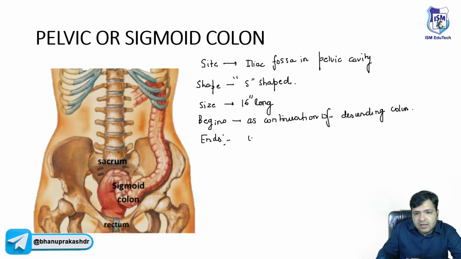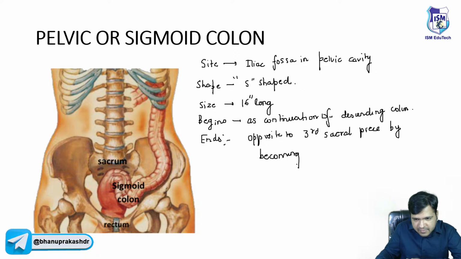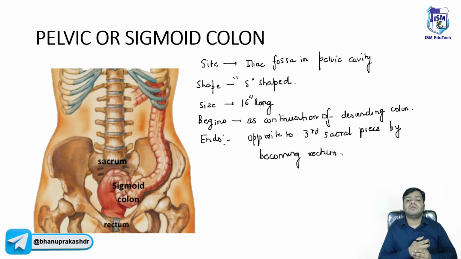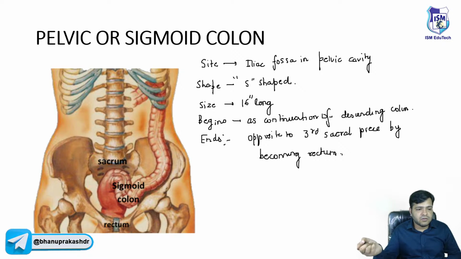Okay, and yeah, it ends opposite to the third sacral piece, the third part of the sacral vertebrae, by becoming rectum. So it ends opposite to the third sacral piece by becoming rectum.